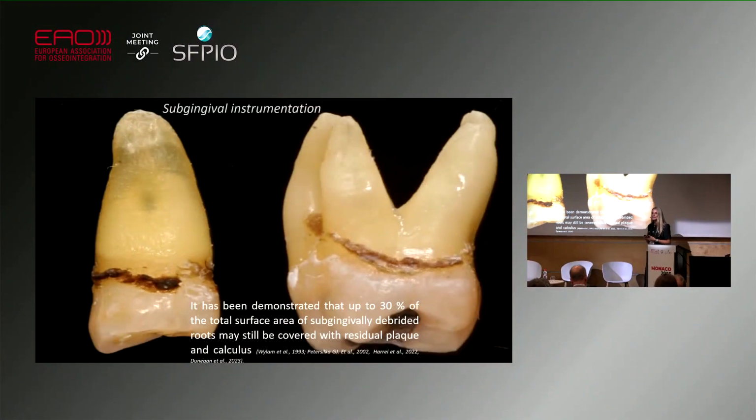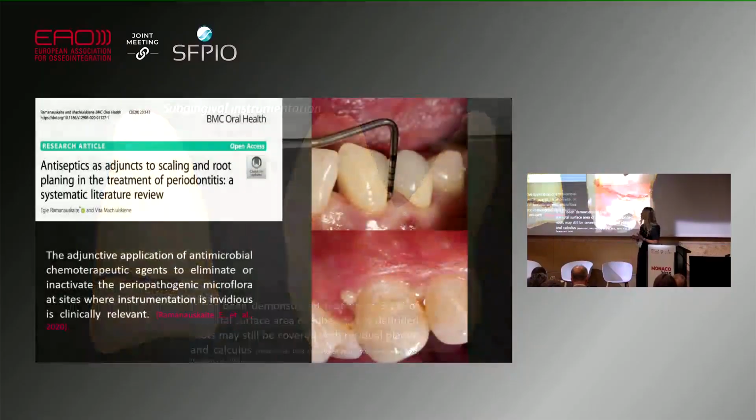It's not so easy, because there is data that shows us that even a very thorough subgingival debridement, the total surface area of the debrided roots may still be covered in residual plaque and calculus. And this results in a very fast recolonization of already treated sites, and clinically we do observe persistent pockets which do require further attention and treatment.